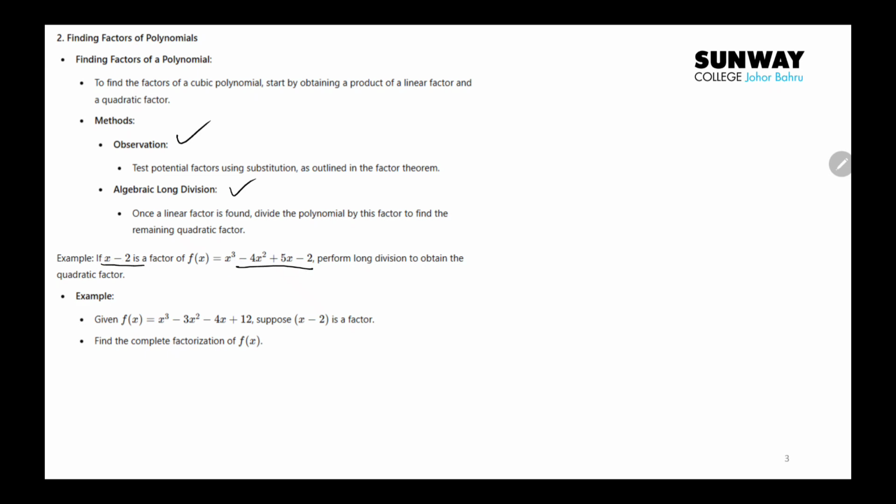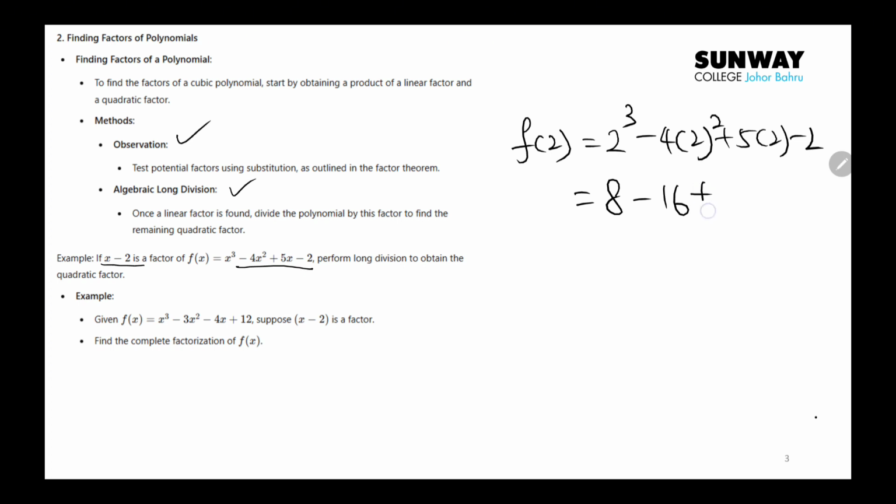We were told that it is a factor. So how can we assure that it is indeed a factor? First of all, we can substitute 2 into the equation: 2 to the power of 3 minus 4 times 2 to the power of 2 plus 5 times 2 minus 2. So this is 8, this is 16, this is 10, this is 2. So we have 18 minus 18, which indeed gives you value 0. So from here, you will be able to tell that x minus 2 indeed is a factor. So this statement is valid and is true.